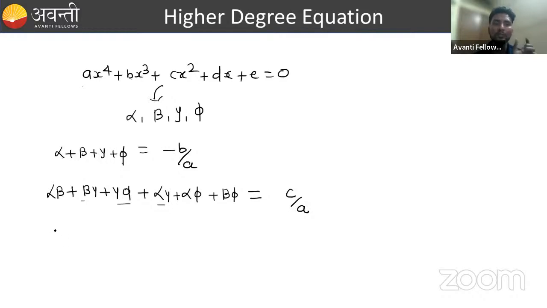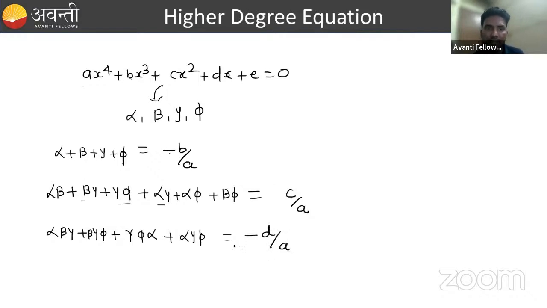Similarly, now we have to take 3 at a time. Alpha, beta, gamma, then beta, gamma and phi, and then gamma, phi, alpha. Okay, you will take these 3 combinations, and then one more combination will be alpha, beta and phi, which we have not taken yet. So there will be 4 combinations, and now it will be minus d by a. So you see, minus, plus, minus.